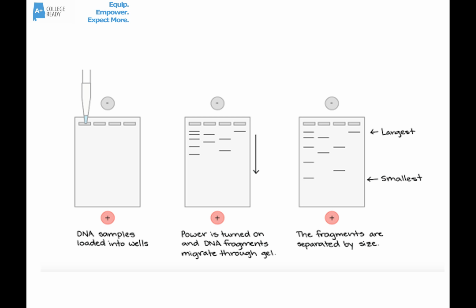You can see that once the power is turned on, and by the way, the wells should always be placed near the negative end of our electrophoresis chamber. We'll talk more about that in a second. Once the power is turned on, the DNA fragments are repelled from the negative end toward the positive end, and they separate into bands. Those bands are different size fragments of DNA. The smallest fragments are going to move the fastest. The largest ones are going to remain closer to the wells.